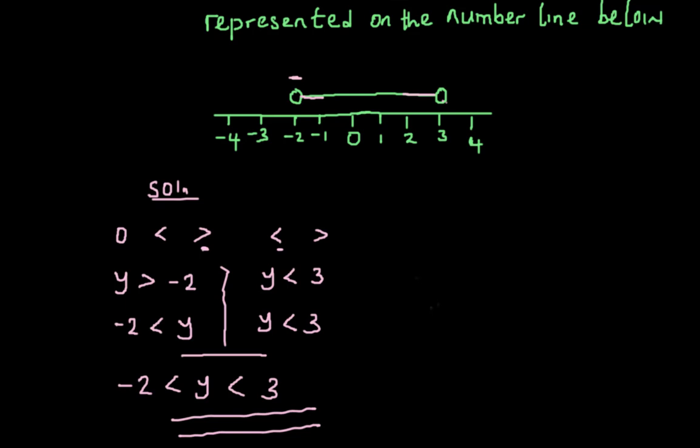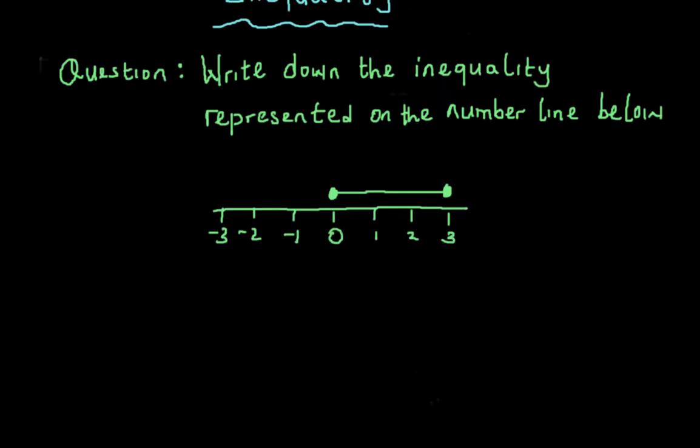Let's take another example. So we have this question: write down the inequality represented on the number line below. Now in this case also we have two knots, so it means that we are going to be having two inequalities. Now let's have the first knot.